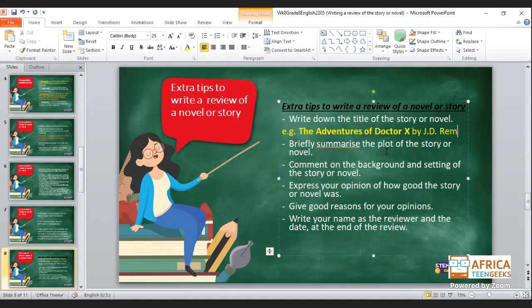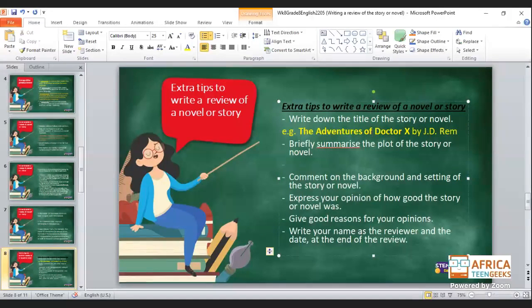novel. Okay, so you will summarize the plot. All right. So there are some things that you need to remember when you summarize the plot. Okay. So when you summarize the plot, the things that should be there will be the main characters, the protagonists. Remember, what is a protagonist?